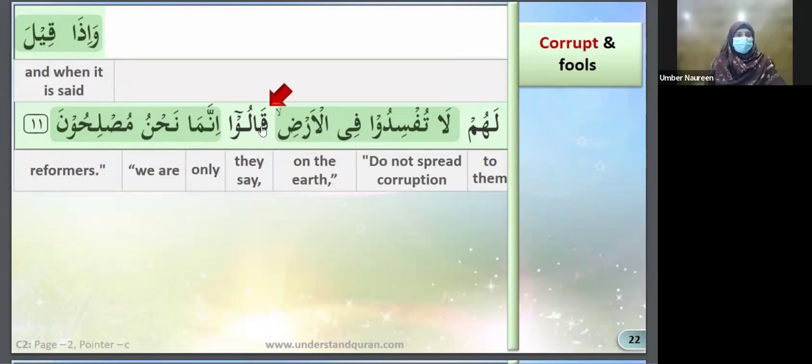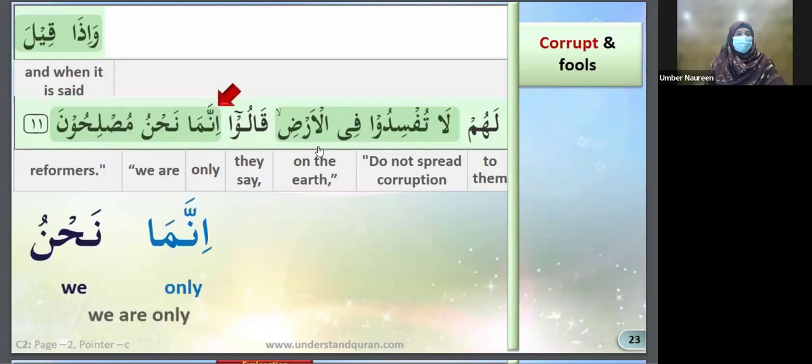So qalu, it is from the table of qala. You are already familiar with it. Qalu, they say. Why is the meaning "they say" here? Can you tell me what is the reason that we have read that the meaning of qalu is "they said", but here it is written "they say"? Any guesses?